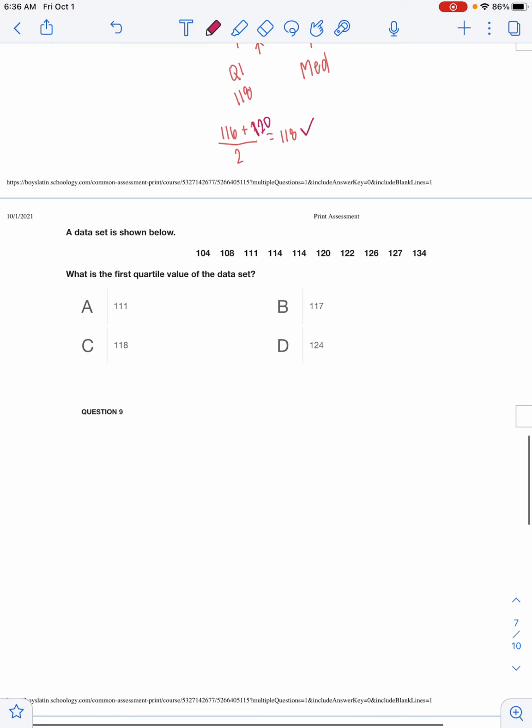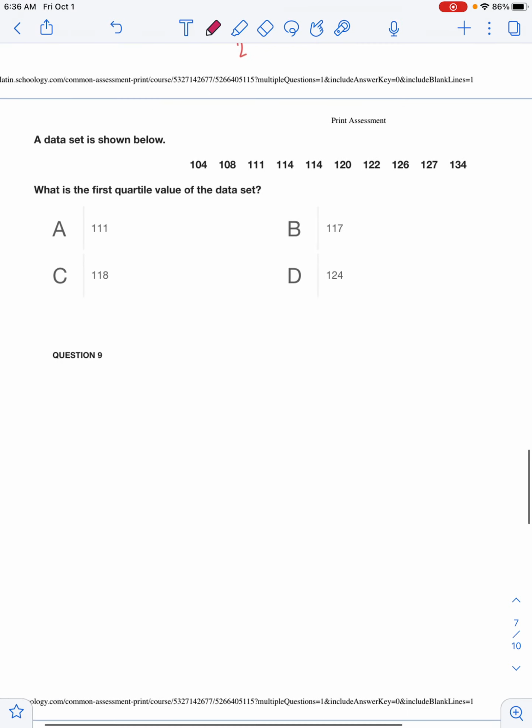All right, question 8 says a data set is shown below. What's the first quartile value of the data set? Looks like we got lucky and they listed it from least to greatest for us. There are 1, 2, 3, 4, 5, 6, 7, 8, 9, 10 values. So we know that the median will be between 5 and 6. And we know that Q1 will be the median of the lower half, which is 111.